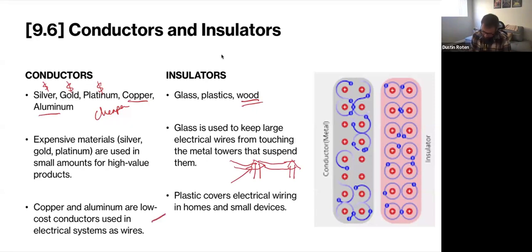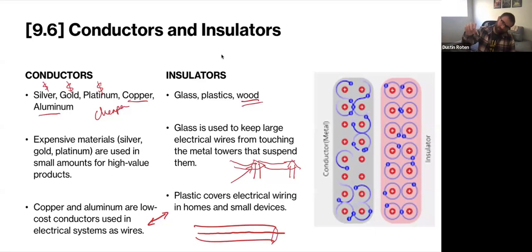And then here's a relation between the two. So, like I said, copper and aluminum are low cost conductors. That's why we use them in wires. So you'll notice if you've ever taken apart something electronic or cut some wires, you have the copper or aluminum inside, but then there's also the plastic cover. So you've got your plastic cover, but then you also have the wire inside. That plastic cover is what keeps you from disrupting the electric current or getting shocked by those wires. You have a conductor wrapped in an insulator.